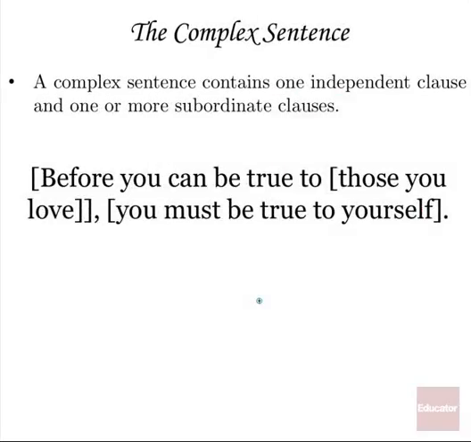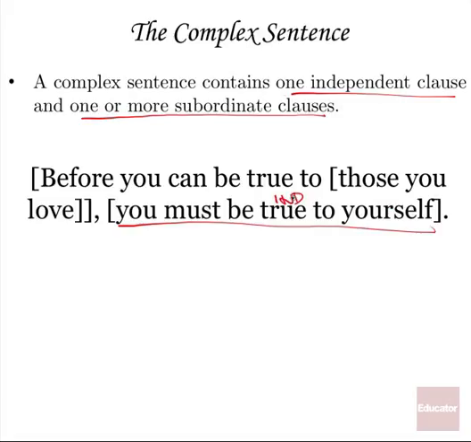Now we come to the complex sentence. A complex sentence contains one independent clause and one or more subordinate clauses. So the subordinate clauses have finally come in. Before you can be true to those you love, you must be true to yourself. Well, you must be true to yourself is an independent clause. As we saw on a previous slide, it stands alone as its own sentence.